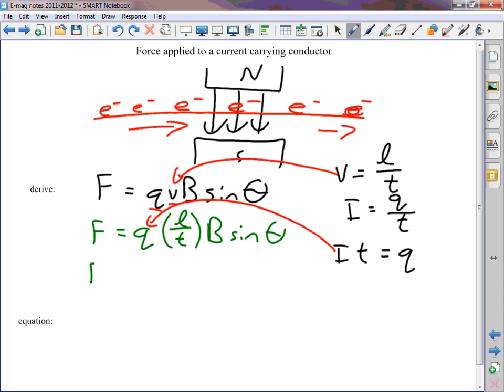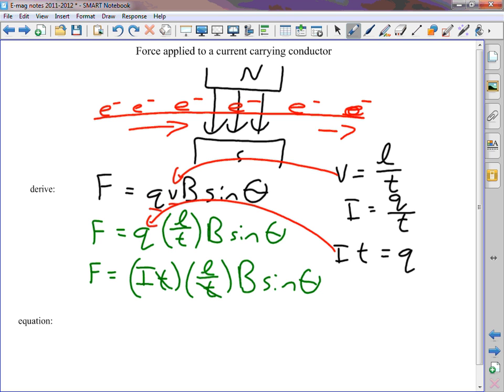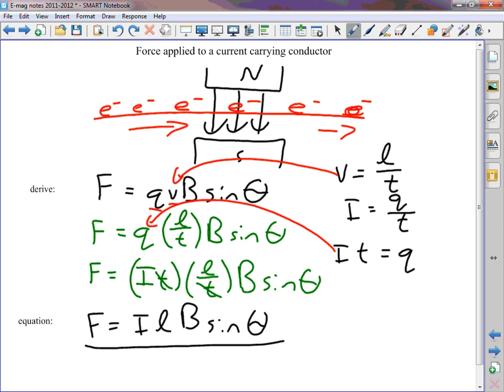F equals I T times L over T times B sine theta. Check it out. The times cancel out, one in the numerator, one in the denominator. They multiply times each other, so they go away, getting me the final equation that I'm trying to get to. F equals I, that's the current flowing through the wire, L, that's the length of the wire, B, the magnetic field strength, sine theta. F equals ILB sine theta. So that says force equals the current times the length of the wire times the magnetic field strength times sine theta.